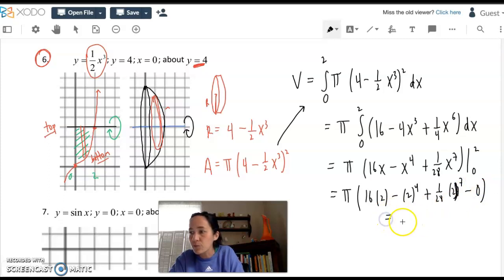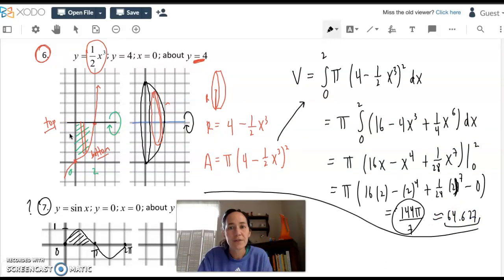Once you're up to this point, you can check your exact answer with me. 144 pi over 7, and rounded decimal, 64.627. Do think this is a topic that takes time, and the more we practice, I hope the more you see a rhythm with these problems too, but I look forward to the next time we meet.